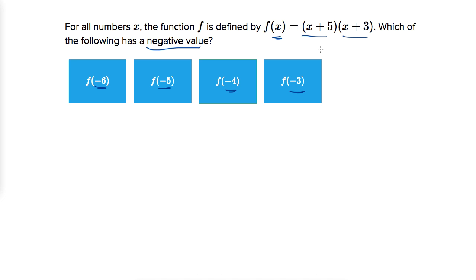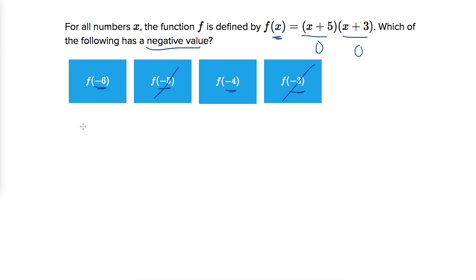So that means we can rule out right away f of negative 5 and f of negative 3. Why? Because if we put negative 5 in here, this will end up being 0, and the whole thing will be 0. Similarly, if we put negative 3 in here, no matter what the other term turns out to be, this will be 0, and the whole thing will be 0. So that leaves f of negative 6 or f of negative 4. Now we can just plug them in.